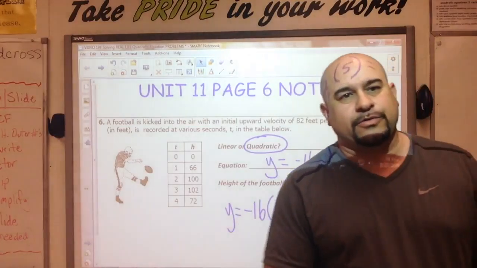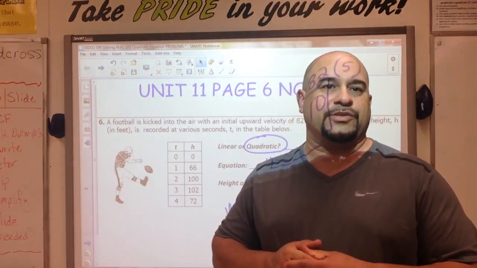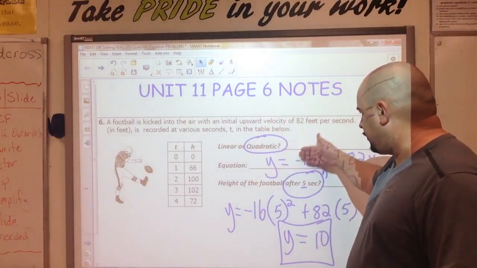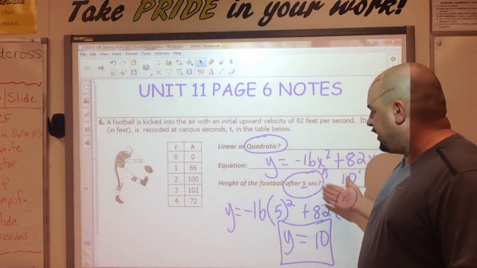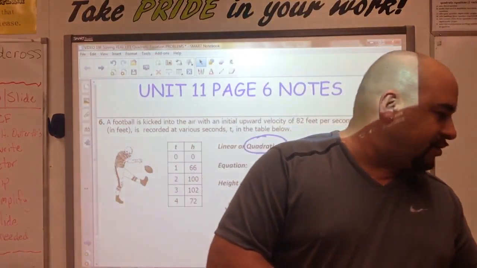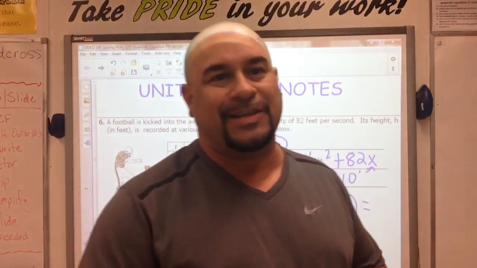So that's how you figure out whether it's a quadratic or linear equation. And once you do, then you can find out in your calculator, write the equation out, and answer any questions corresponding to it. Now I want you to try number 7 and number 8 on your own and be ready to discuss it in class.